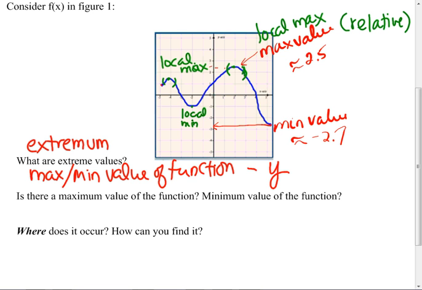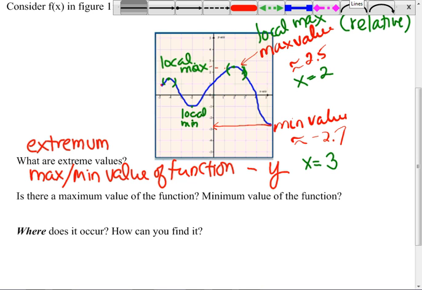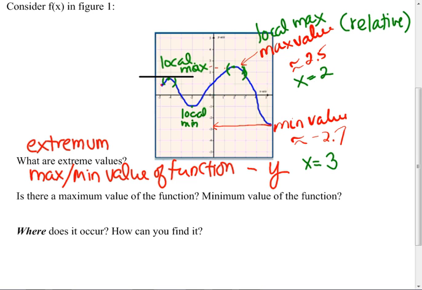There is both a max and a min. Where does it occur? Did we talk about where it occurred? This occurs at x equals 2. And the minimum occurred at x equals 3. Something special about these max and mins. Now let's drag a little calculus in here.